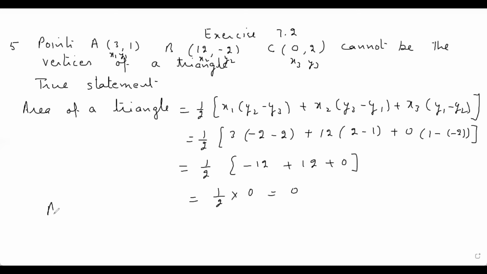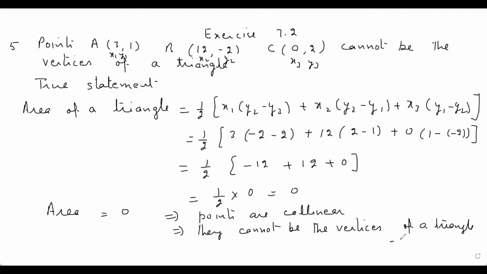It means area of a triangle with these vertices is 0. So it implies points are collinear. So it implies they cannot be the vertices of a triangle. So true statement.